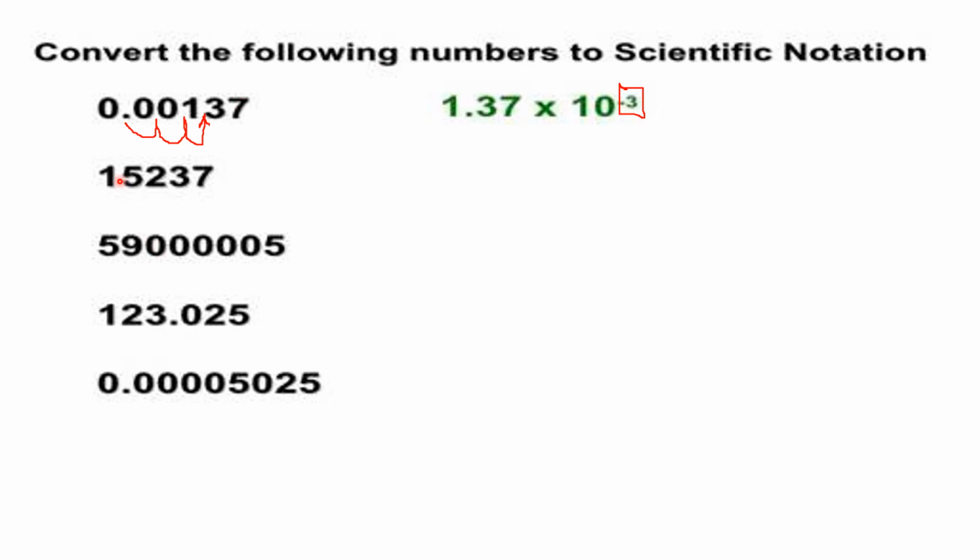Now look at the second number. Where should I put the decimal point after the first number? So I should put it here. Okay, here where is the decimal point? It's outside, it's here. So I have to move the decimal point. How many digits? 1, 2, 3, 4 to the left. So it will be 1.5237 times 10 to the power 4. It's positive because I moved the decimal point to the left.